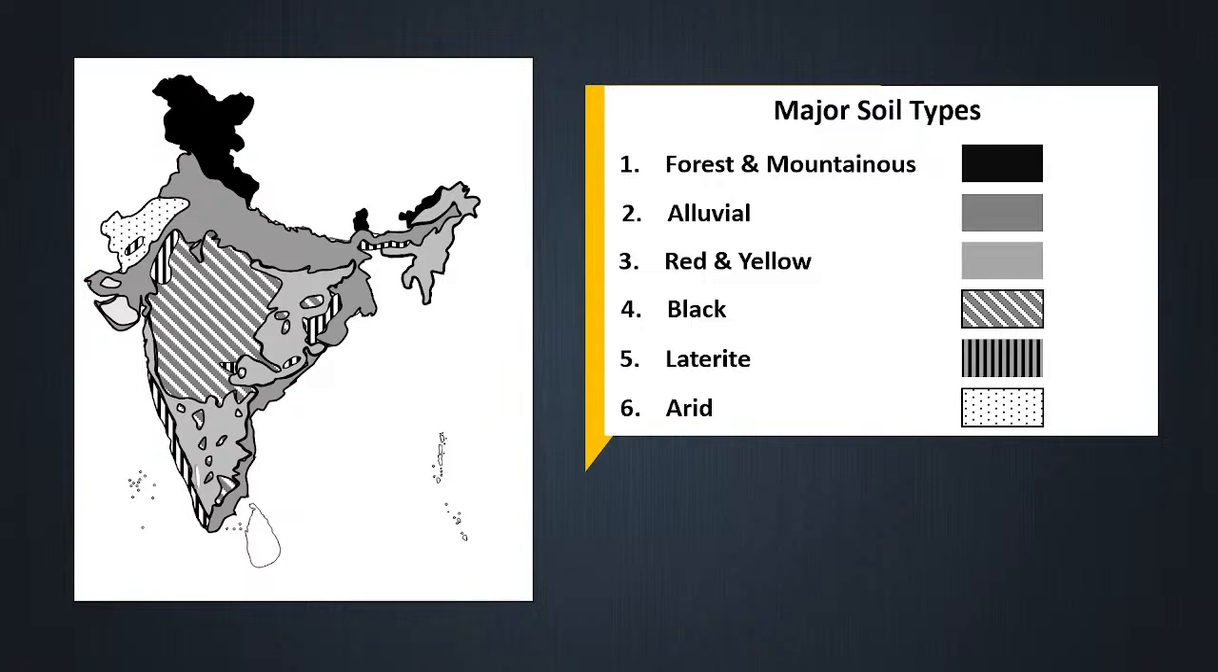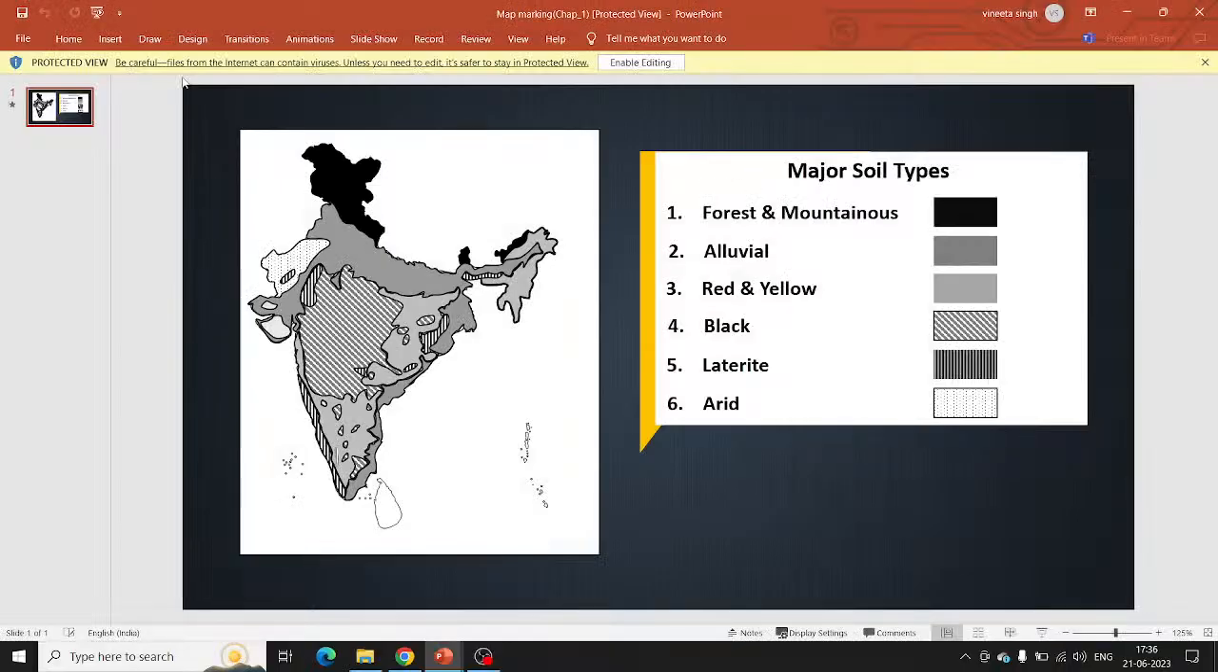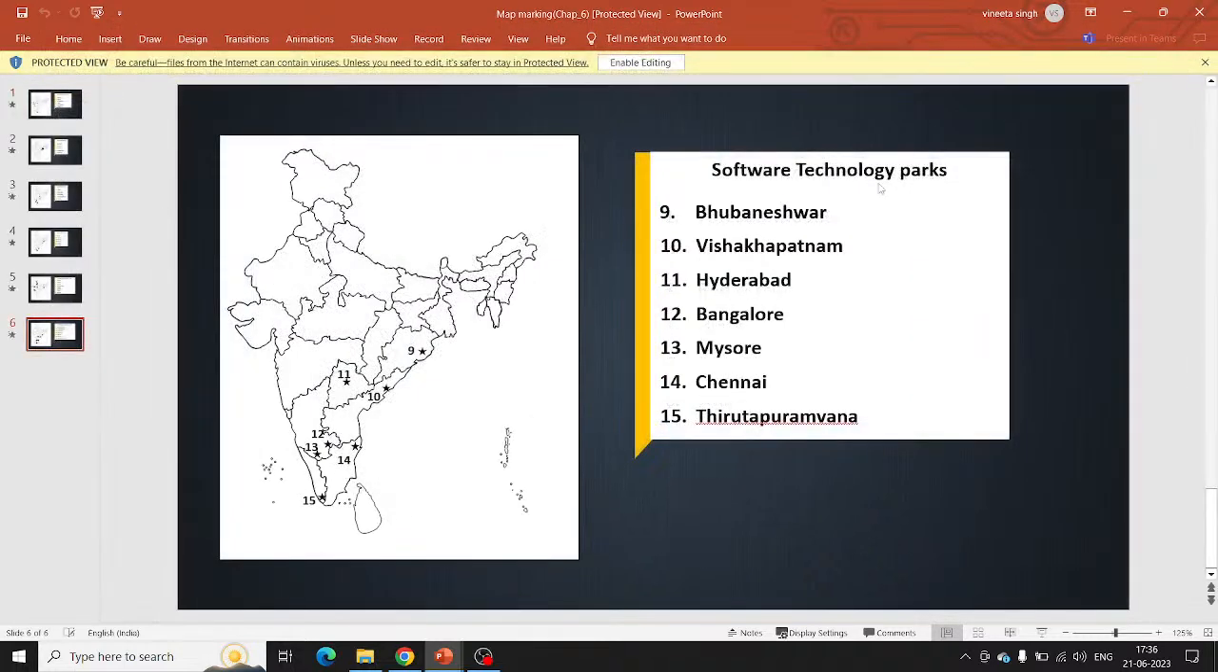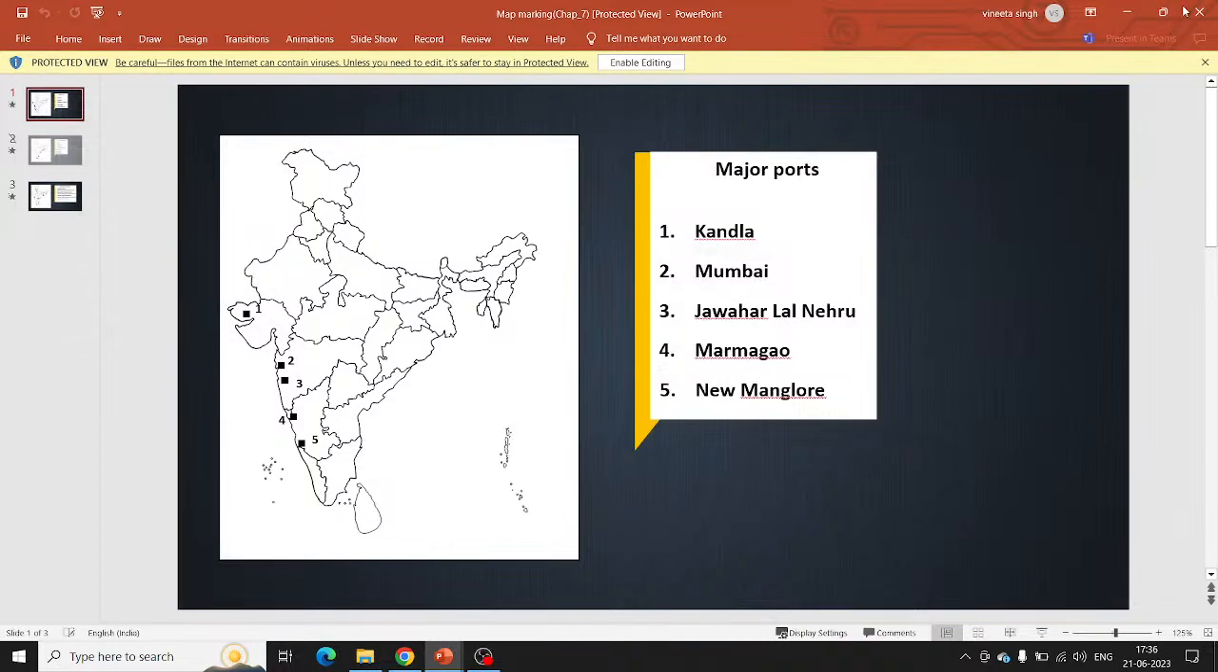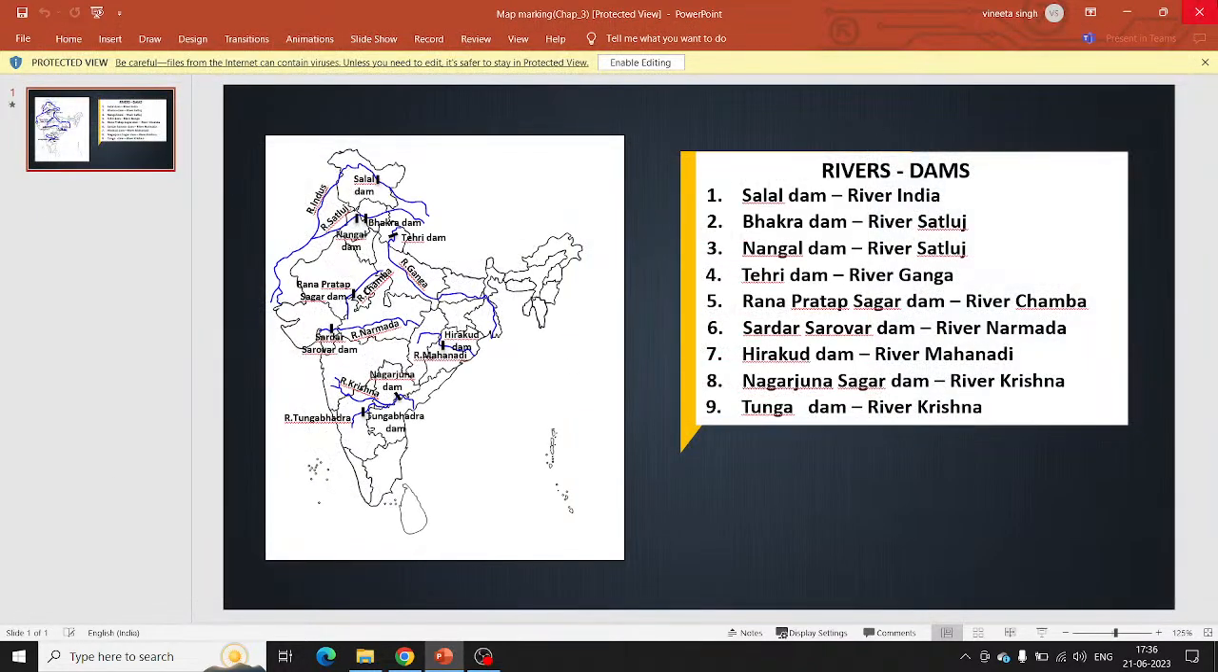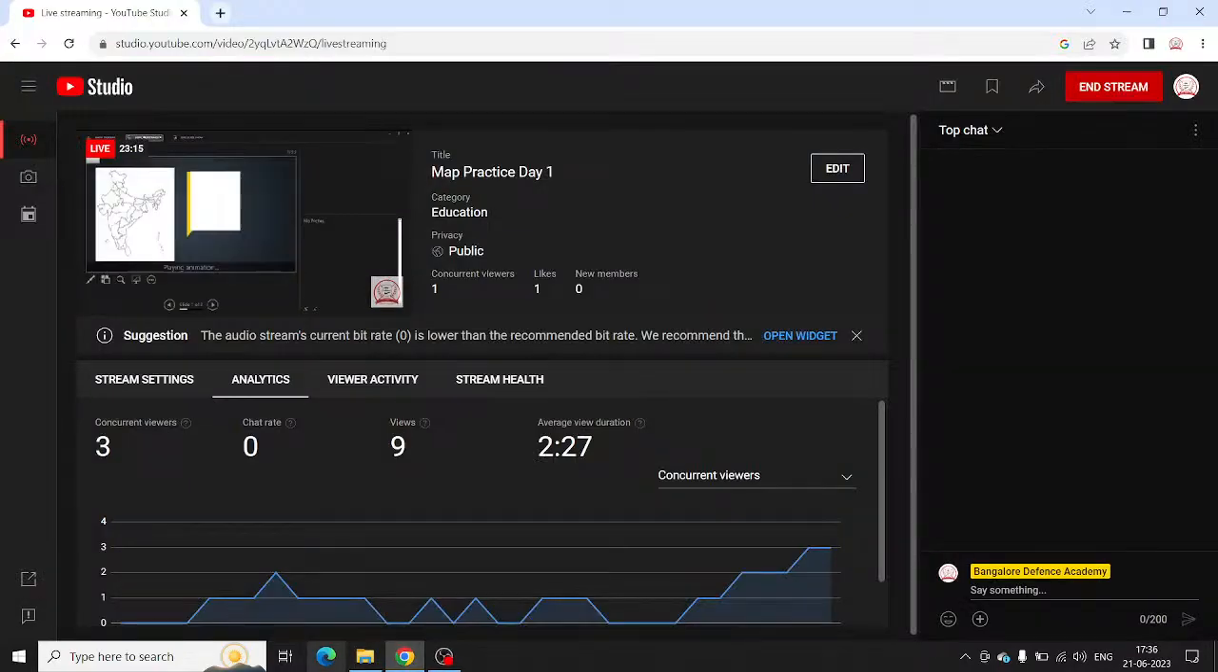Okay, so look in this map and tell me which soil is maximum in India. Which soil is maximum? Alluvial soil. Okay, so that can be a question asked in your exam. So this is done. Then software companies have done. Major ports completed. Rivers and dams also completed.